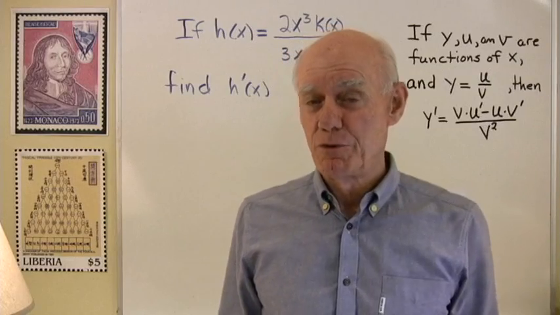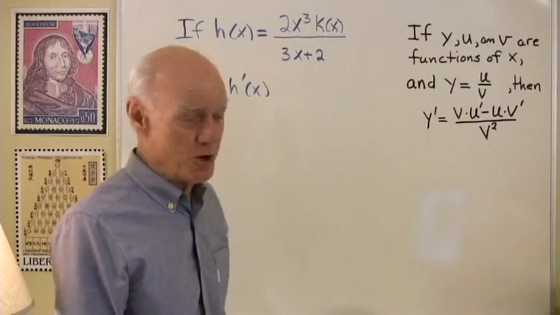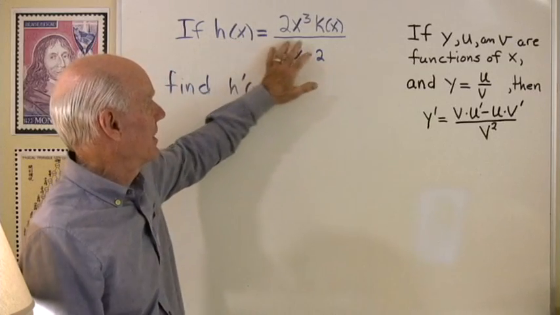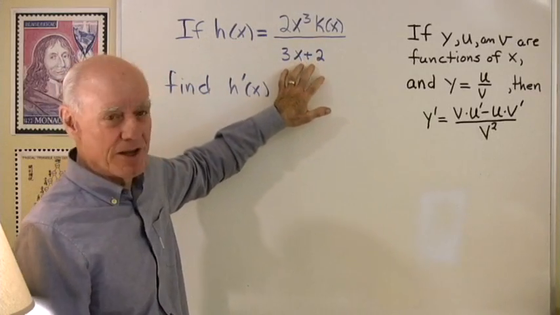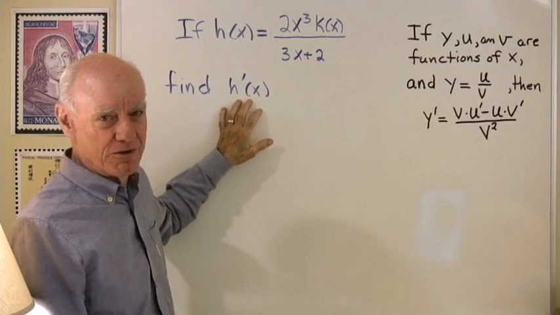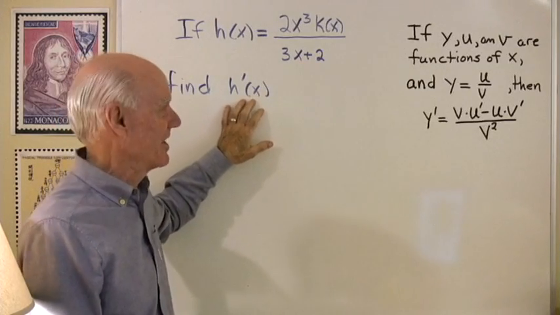Okay, we have a derivative we want to do here, and it involves the quotient rule. So if h of x is equal to this function divided by this function, we want to find the derivative of h with respect to x.